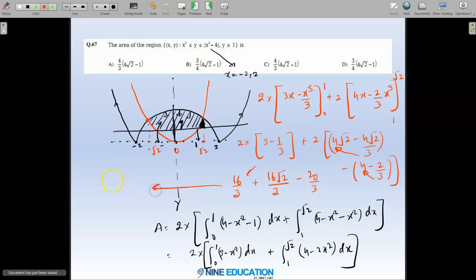So on solving this, overall we'll be getting (16 root 2 minus 4) by 3, which is 4 common, (4 root 2 minus 1) divided by 3. So it is option number A.